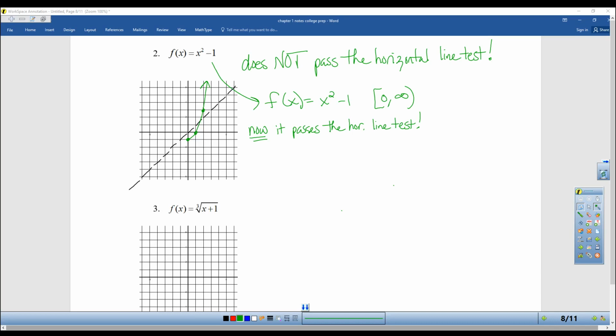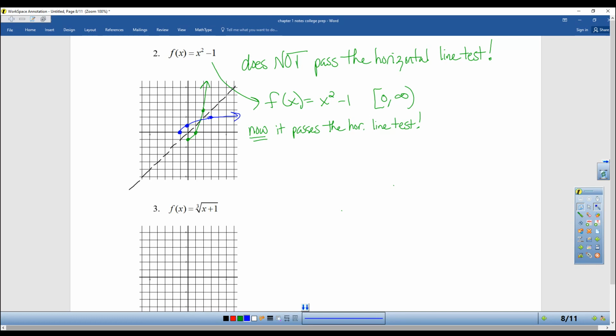So now that it passes the horizontal line test, now we can go ahead and graph that. So again, you can graph it just by reversing all the points. We have -1, 0, or sorry, 0, -1. So we're going to have -1, 0. And then 1, 0, 0, 1. This is the point 2, 3. So we're going to do 3, 2. And does that reflect? Absolutely it does.